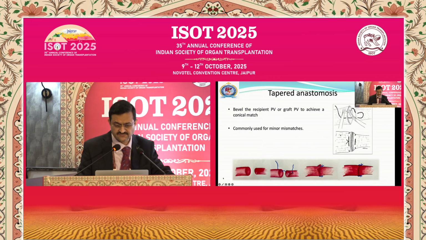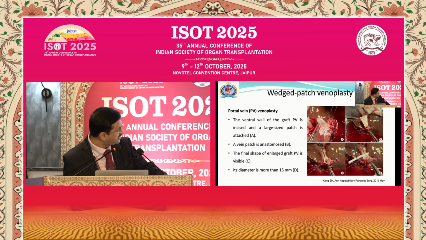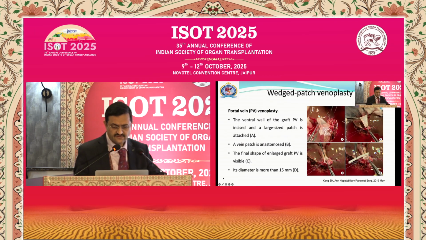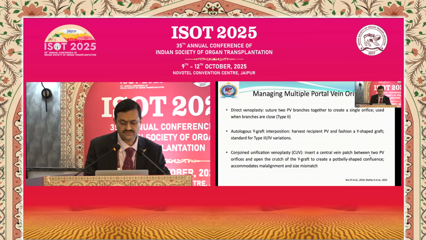Commonly used in some centers for minor mismatches. I do not prefer doing that, and once the presentation is over, I would like my other surgical colleagues to comment upon it. But this is the graph from pictures from the Korean paper, where they tried to do a portal vein venoplasty, extended the graft portal vein where there was a large patch, cut the vein on one side, and then attach to extend the size and the lumen of the portal vein, which is to be anastomosed to the recipient side. So we don't do it. I don't do it in our center over the last almost 2 decades.